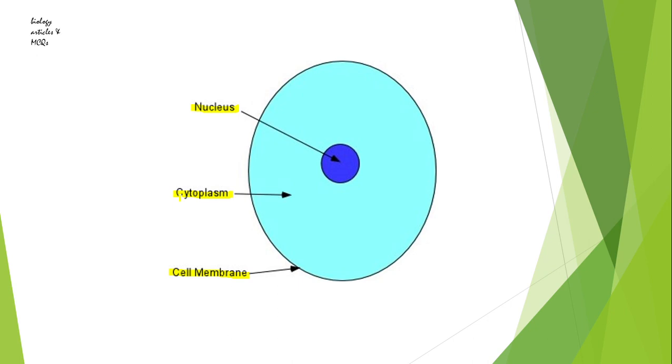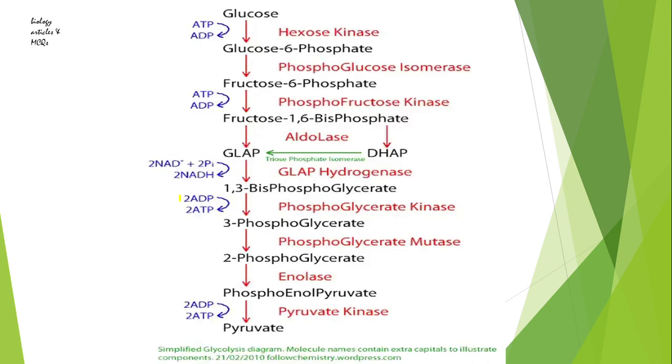So let's start the process. Here is the flow chart of the whole process of glycolysis. We will study in the video all these steps one by one in detail. The glycolysis process starts from the glucose and ends at the pyruvate, and these are a total of 10 steps which we will study next.